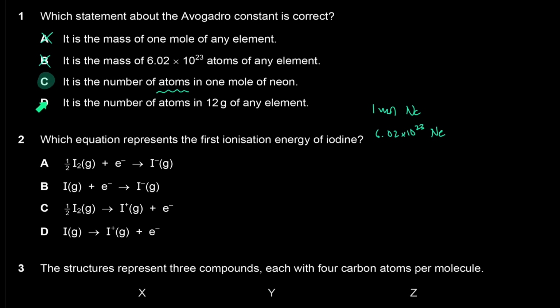And you can eliminate D as well, the number of atoms in 12 grams of any element. No, it's the number of atoms in 12 grams of carbon, but not of any element, because different elements, this many particles of different atoms will have different masses. So we're only talking about the number of atoms, so this statement only applies to carbon, okay, not any element. It applies to carbon 12 specifically. Okay.